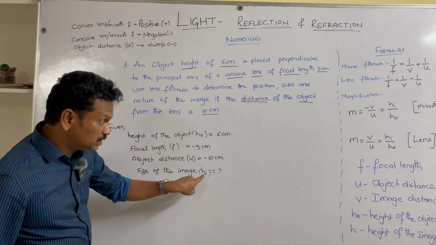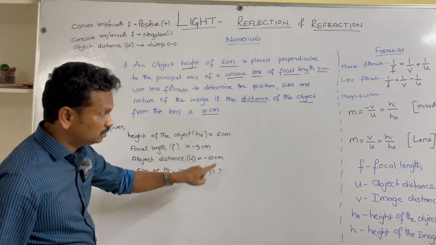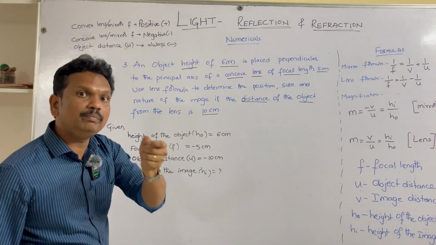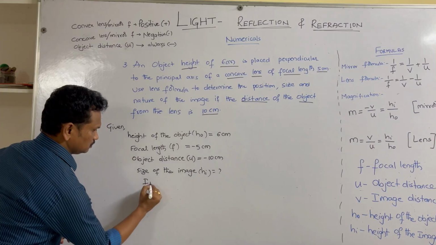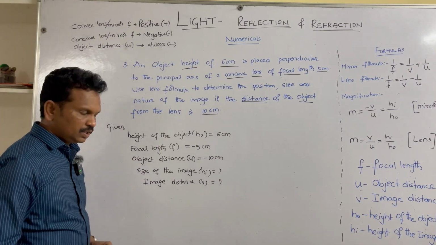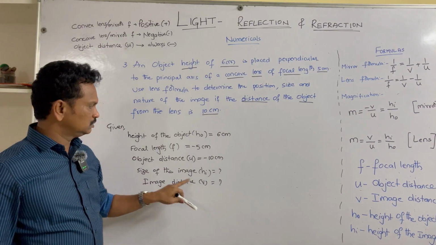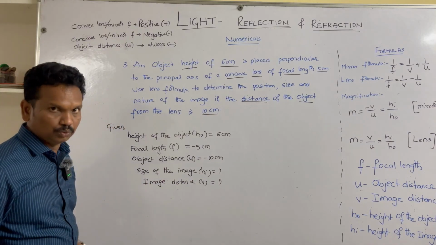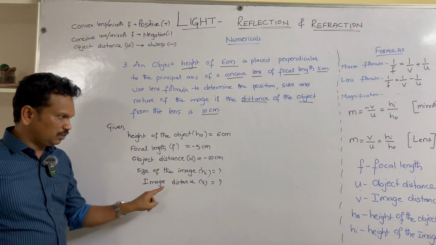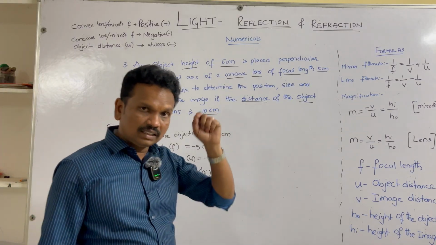Size of the image means height of the image. Then position means image distance. Image distance? Height of the image? Here two formulas we need to use. What are those? To find the image distance, lens formula.